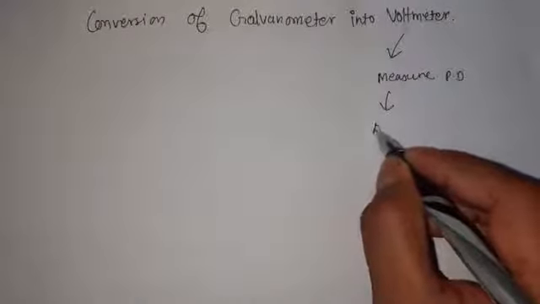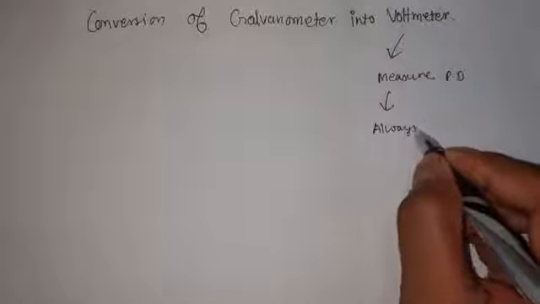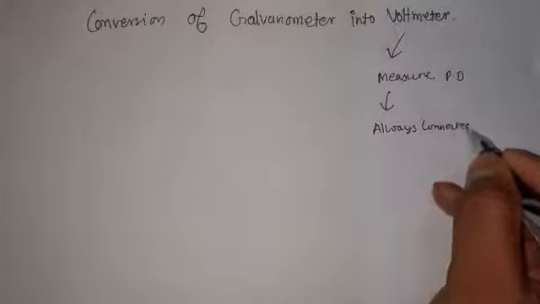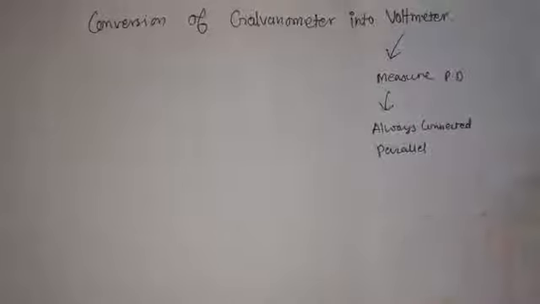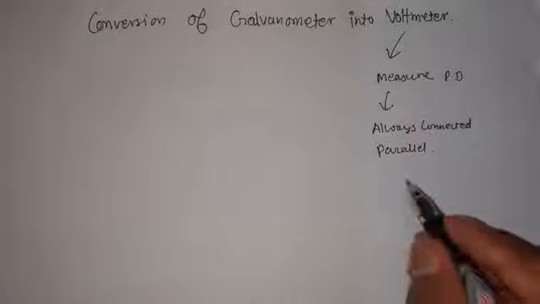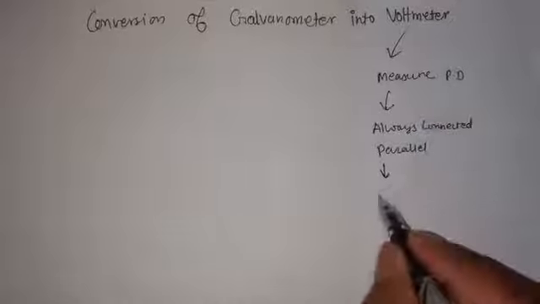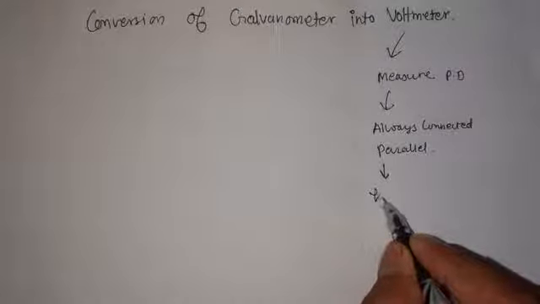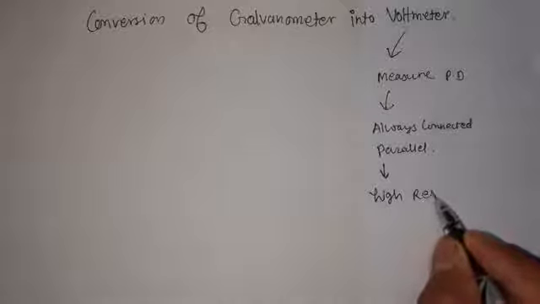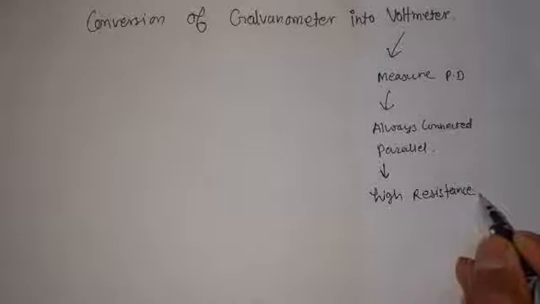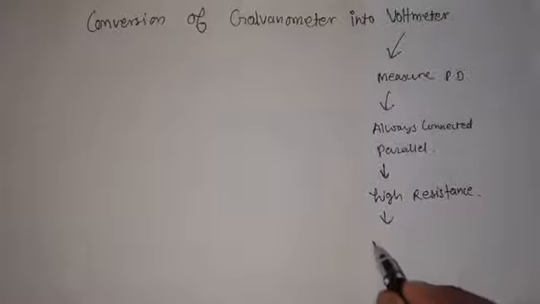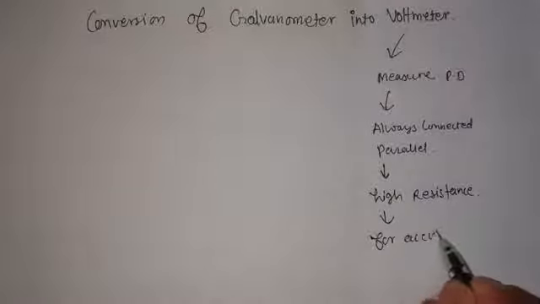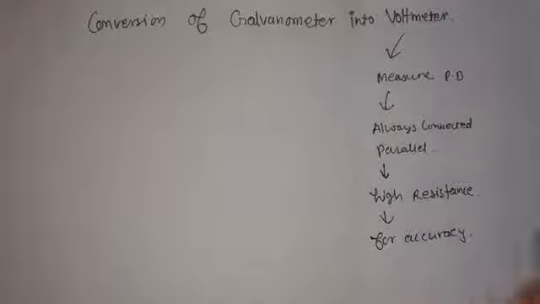It is connected in parallel. Wherever we want to measure the potential difference, we connect it in parallel at that position. And this voltmeter has high resistance, so that it will not draw any current, and therefore it can give the actual measurement. So for accuracy, it should have high resistance.